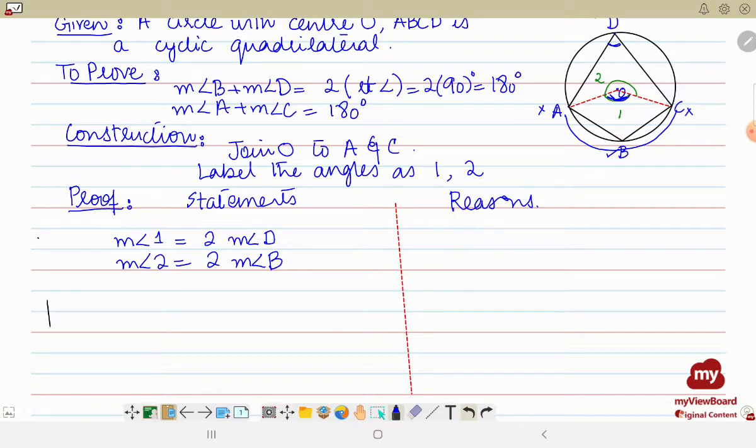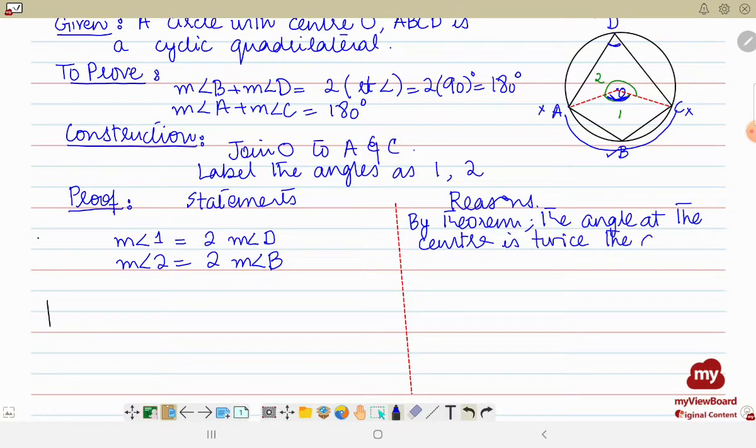So for the 2 points, we are going to write down the same reason, that by theorem, the angle at the center is twice the angle at the circumference, or you can say the central angle is twice the circumangle, right? So we are going to write it as angle 1, equation 1 and equation 2.